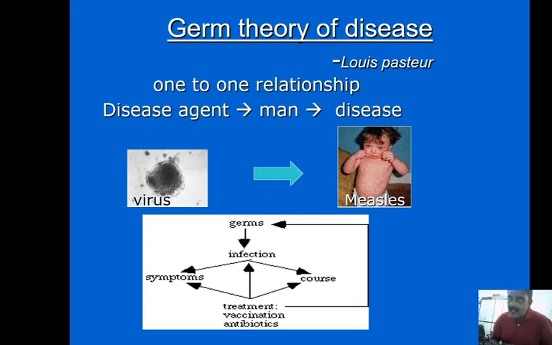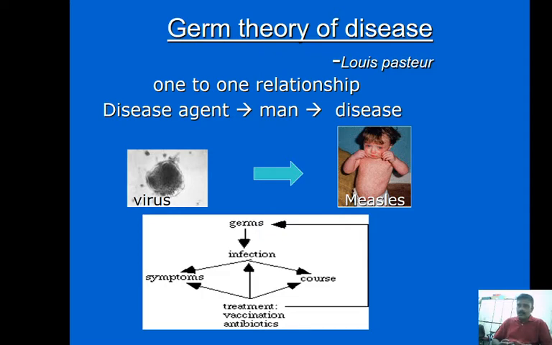There is no disease agent for hypertension. There is no disease agent for diabetes. There is no disease agent for cardiovascular disease. So it is basically a bit more difficult to explain non-communicable diseases. For communicable diseases, germ theory fits.